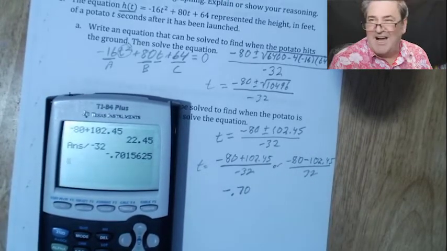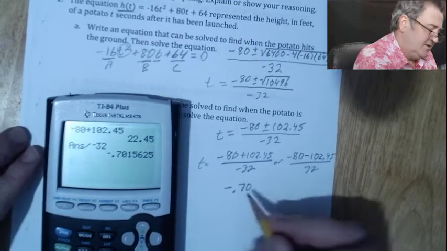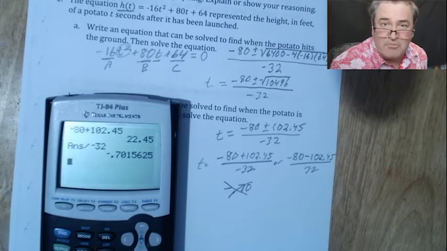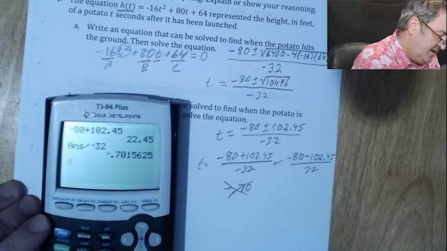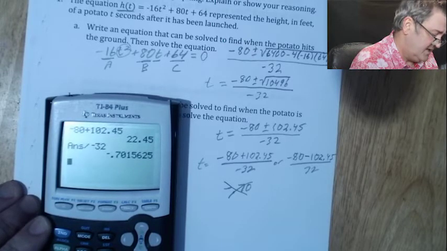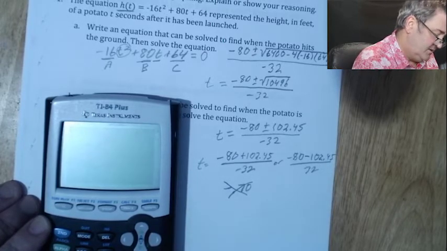Well, we're talking about time. And what time did the potato hit? So we're not going to have a negative time. So we're throwing out that answer. It doesn't make sense for the problem. It is a solution to that equation, but it doesn't make sense because we're talking about time. So let's look at the other one.